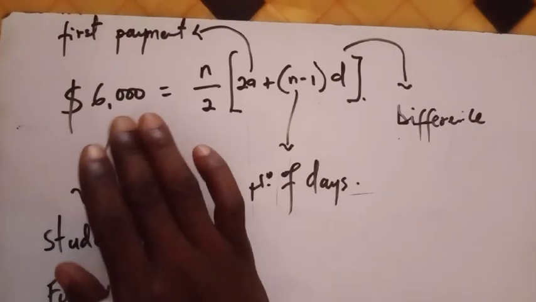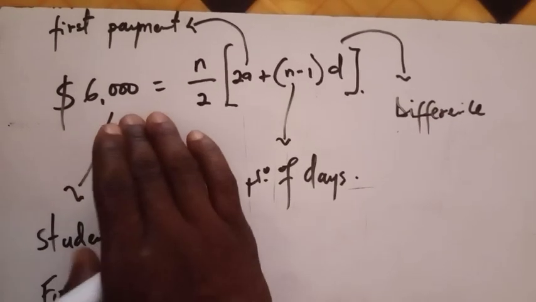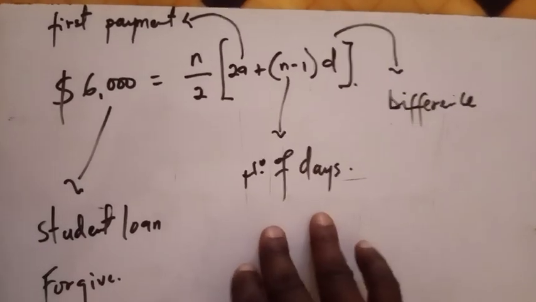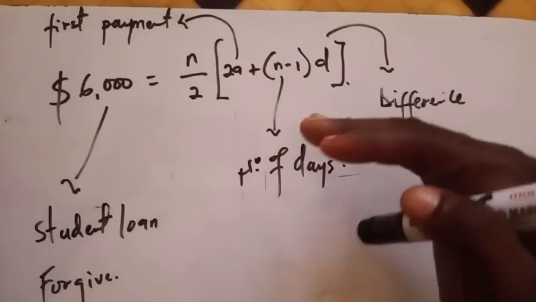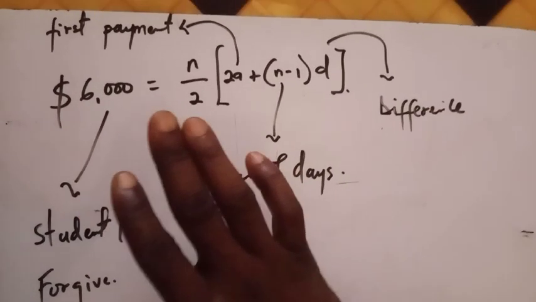Okay, the first step, assuming this is my loan, right? Yours may be different. This is mine. So I have $6,000 to repay. I want to see the number of days that I can pay that loan if you are able to stay consistent. Okay, now I'll explain everything step by step.